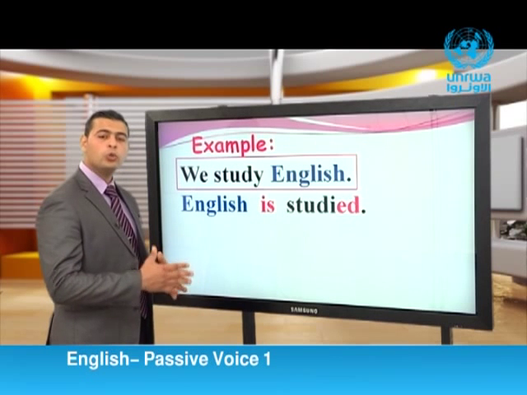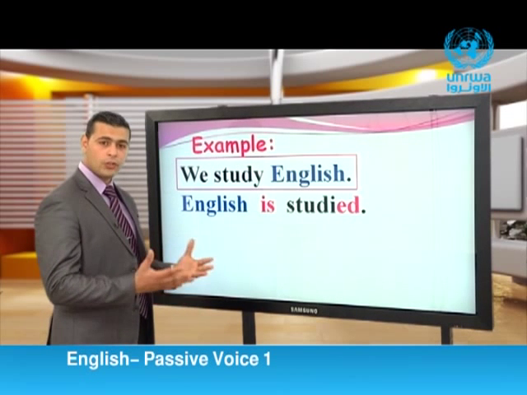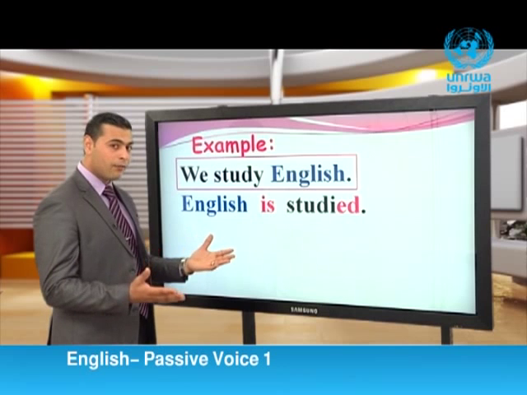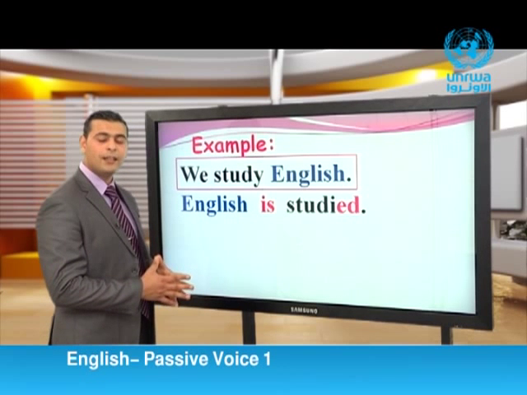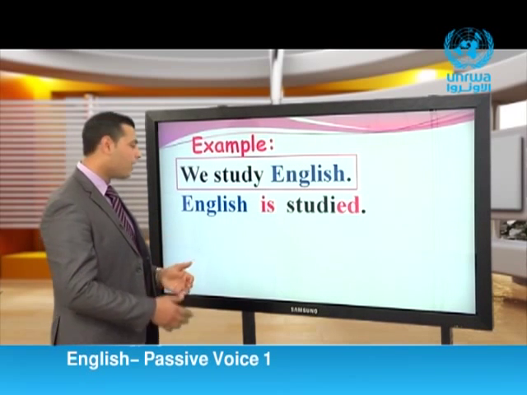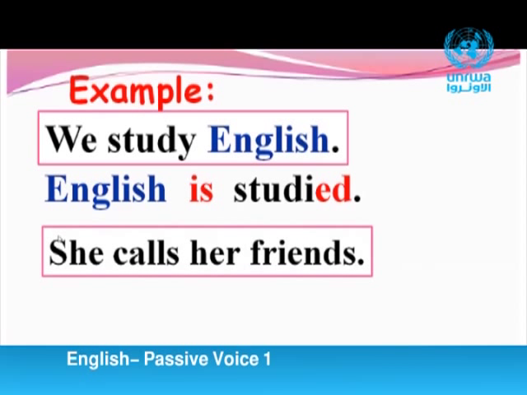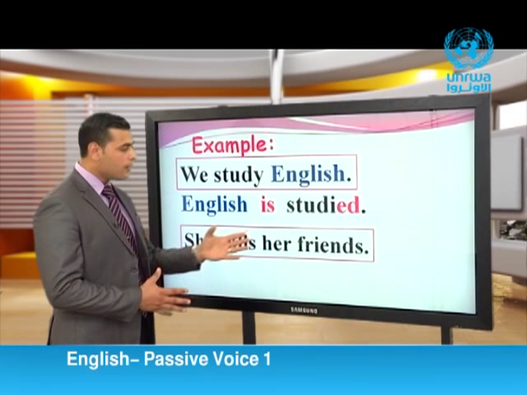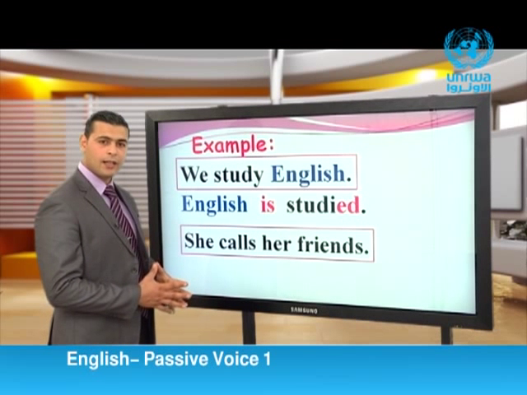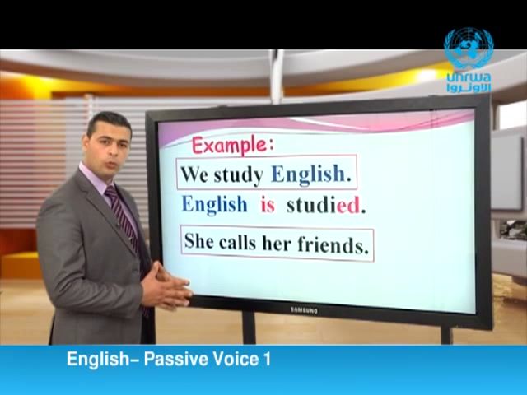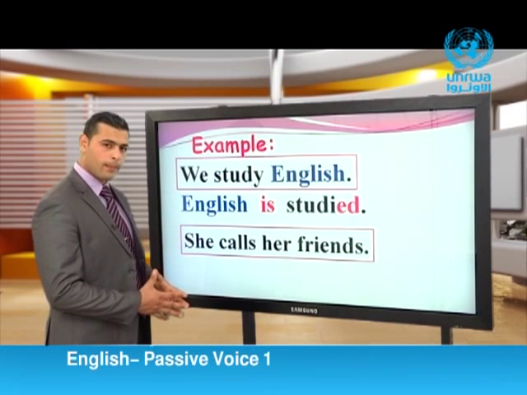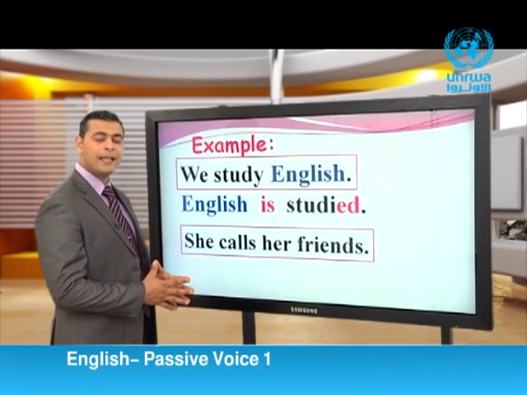الإنجليزية تدرس. من الذي يدرسها؟ في هذه الجملة لا نعرف لأنها حولت إلى المبني للمجهول. لنتناول مثالا آخر. She calls her friends. She calls her friends. This is an active sentence. هذه الجملة في المبني للمعلوم لأن الفاعل معروف. لنحول هذه الجملة إلى مبني للمجهول.